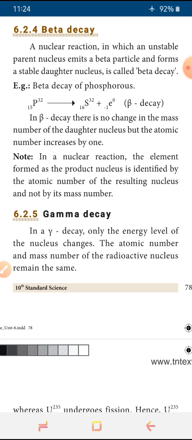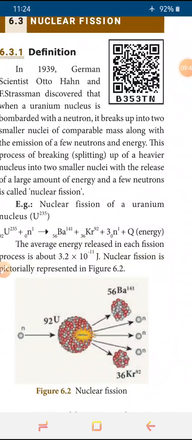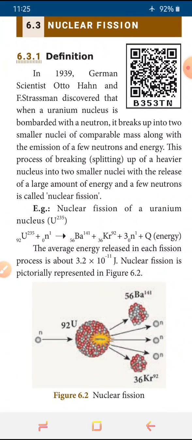In all these three, we need an unstable parent nucleus, which emits to give a stable daughter nucleus. Then only alpha, beta and gamma decay will occur. Next we'll enter into nuclear fission, and here we'll see about nuclear fission.